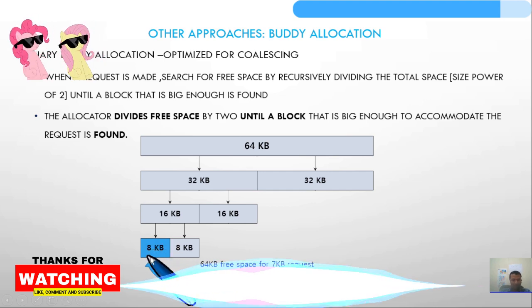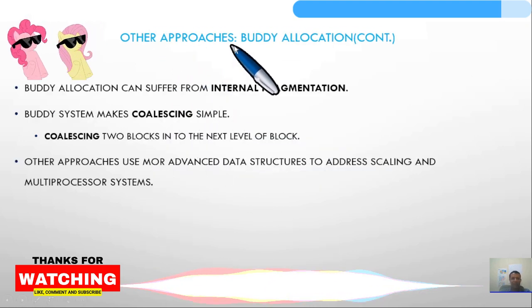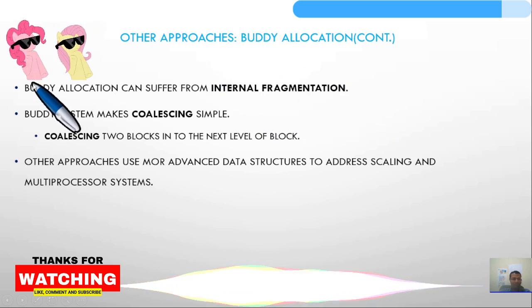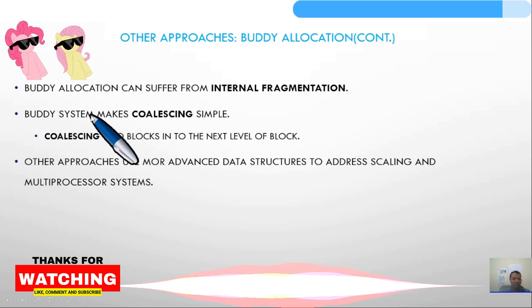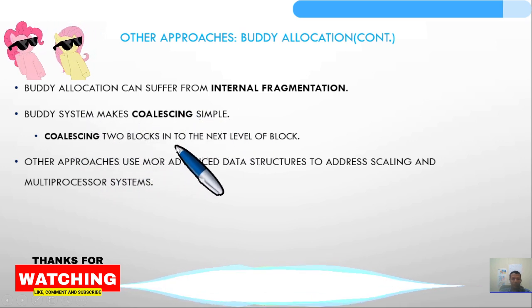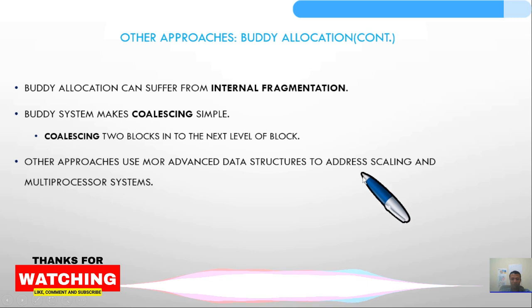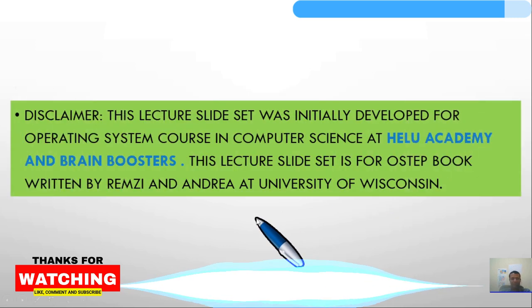But the problem is we are going to face an internal fragmentation problem. Buddy allocation can suffer from internal fragmentation. As you can see, we request 7, but 8 is allocated. But the system makes coalescing simple, coalescing two blocks into the next bigger block. Other approaches use more advanced data structures to address scaling and multiprocessing systems.